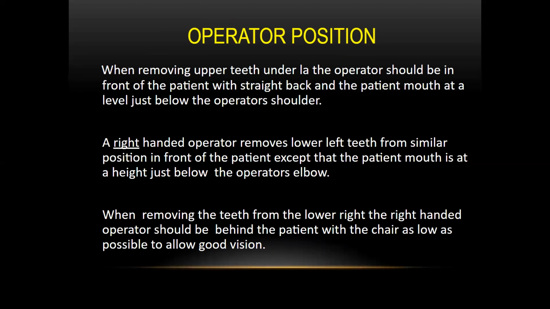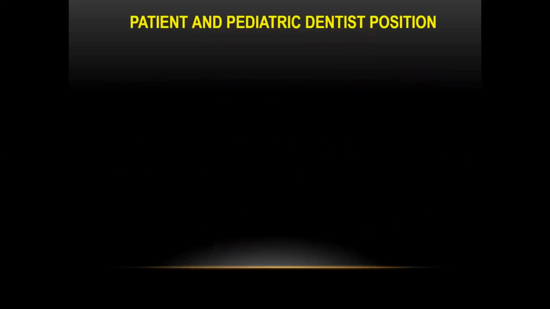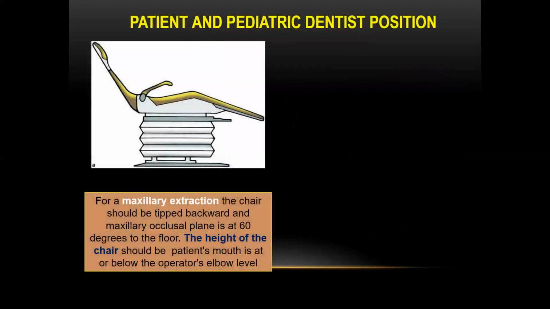Operator position: when removing upper teeth under local anesthesia, the operator should be in front of the patient with a straight back and the patient's mouth at a level just below the operator's shoulder. A right-handed operator removes the lower left teeth from a similar position in front of the patient, except that the patient's mouth is at a height just below the operator's elbow. When removing the teeth from the lower right, the right-handed operator should be behind the patient with the chair as low as possible to allow good vision. This is a very important factor which you need to consider when extracting the lower teeth.